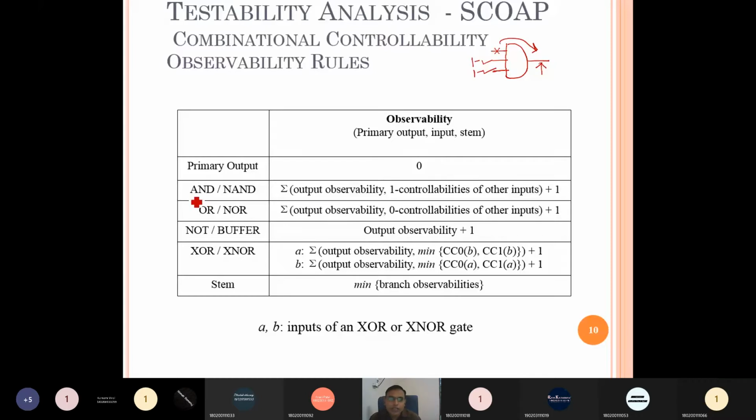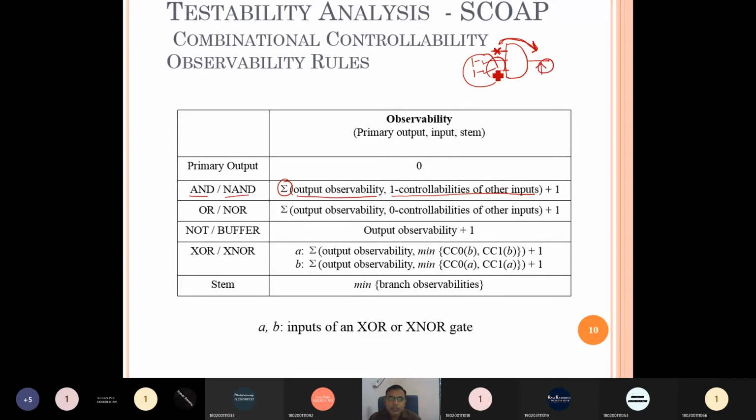So for AND and NAND gates, it is a summation of the output observability and the one controllabilities of the other inputs, because I have to keep the other inputs at 1. To observe this X at the primary output, we need to control the remaining inputs of the AND and NAND gate to be 1. Then and only then can we observe the logic level on this line at the primary output. Otherwise, we cannot observe it.